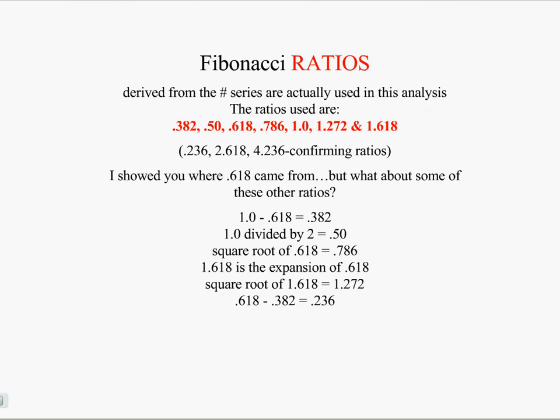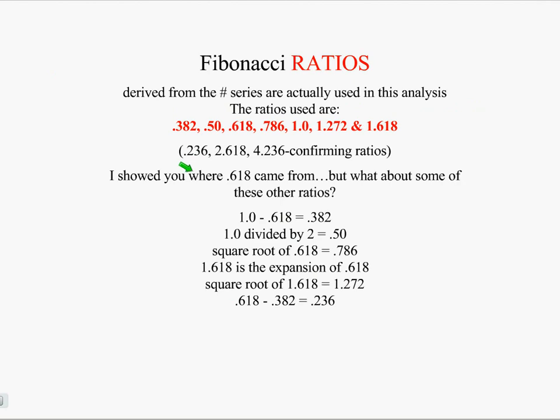Okay, so the most important ratios that I use every day are 382, 50%, 618, 786, 100% or equality, 1.272, and 1.618. Occasionally, I will use 236 as a confirming ratio. I use 2618 sometimes as a confirming ratio, and also my target 3 for any trade setups.